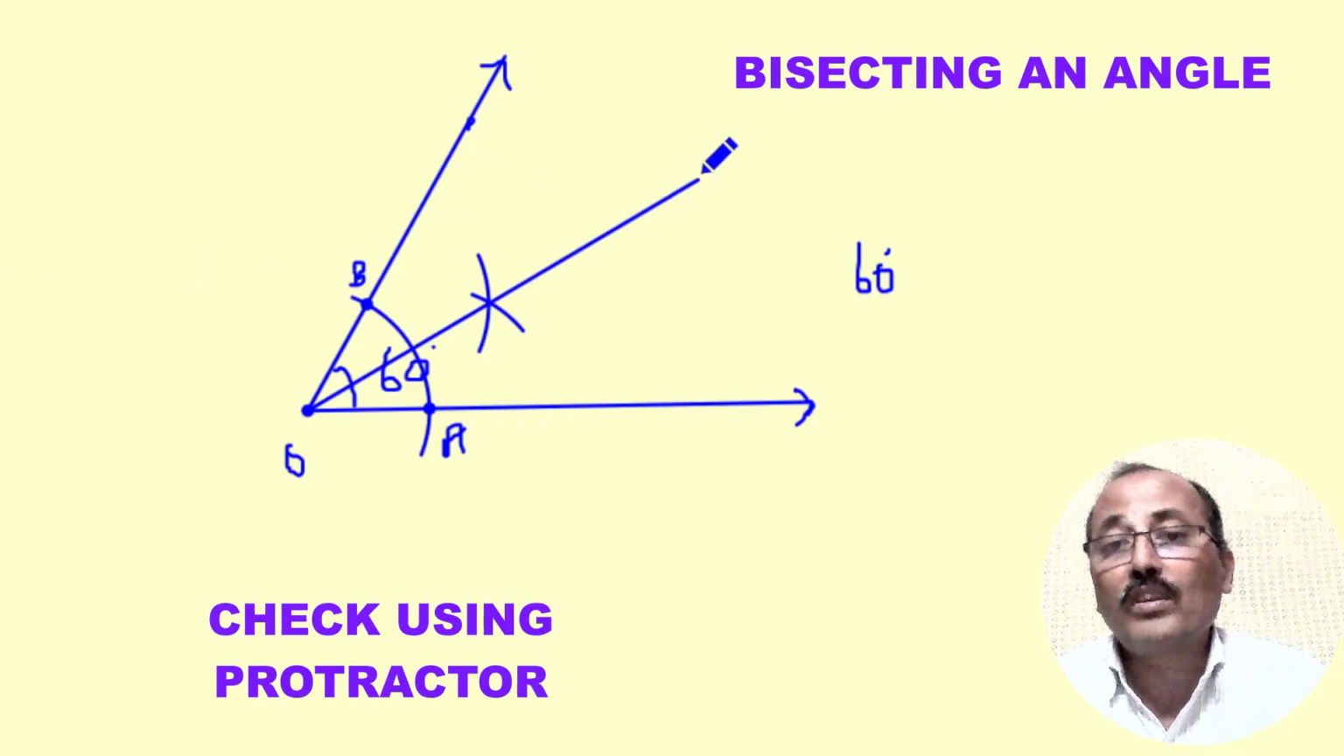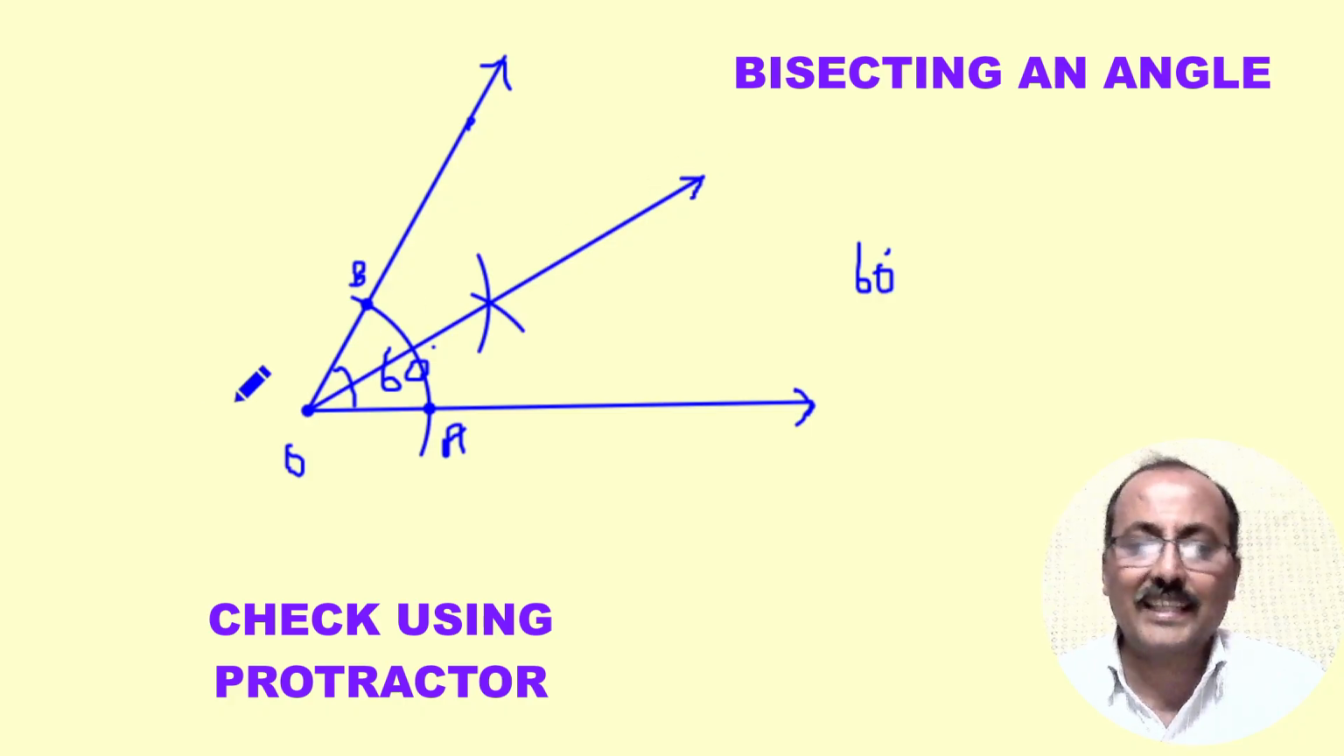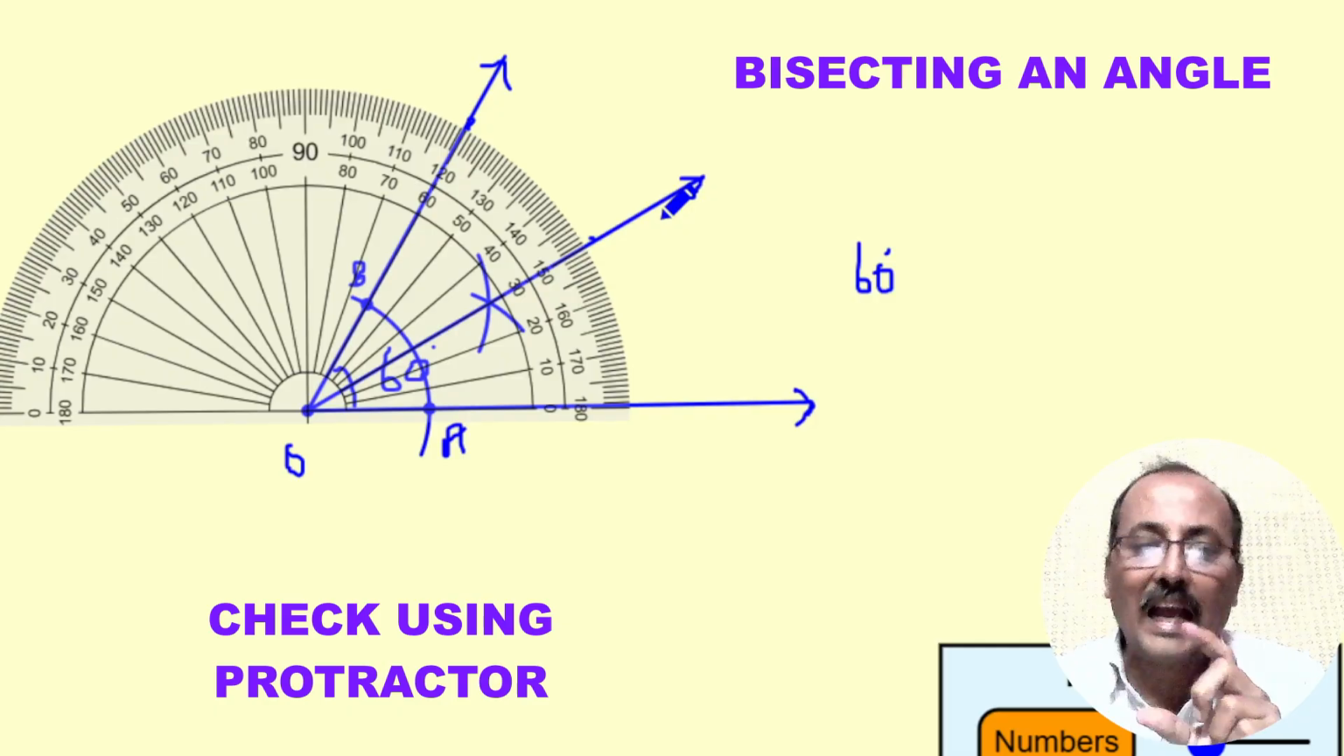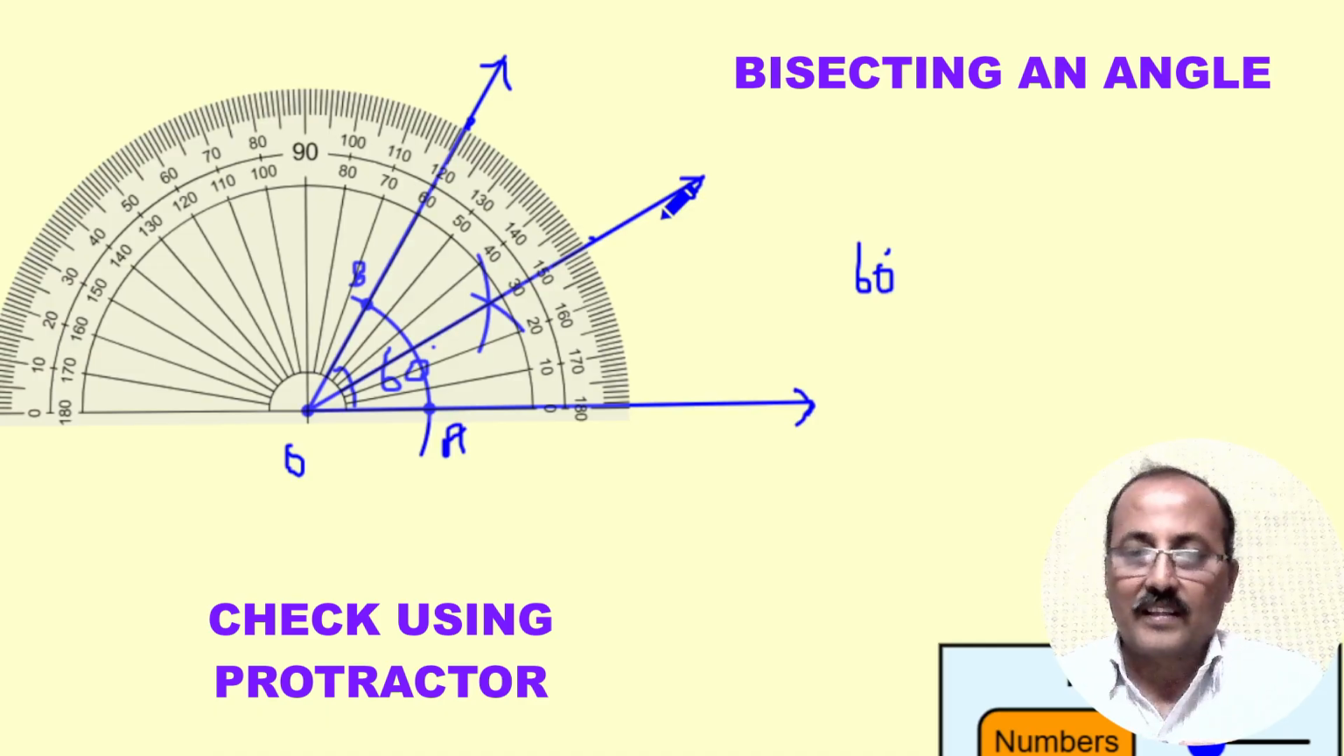How you know that it is being bisected? Yeah, check. Our method is there now, check it. 60 degree, exactly you see it is 30 degree here. It is 30 degree. So the angle bisection is over. So how to bisect an angle? Draw an angle of 60 degree.